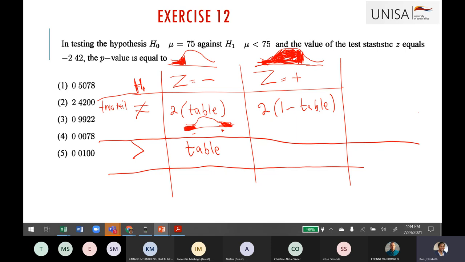That is why we say 1 minus the value on the table, because all we want is that area and that area. We want to take this white shaded area and represent it on both sides, the negative side and the positive side. The 1 minus will subtract this red shaded area, so that we just get the white area. The small area is the white area.